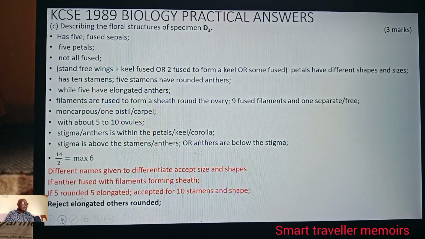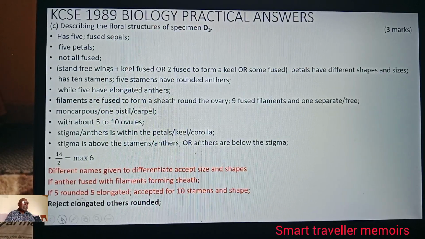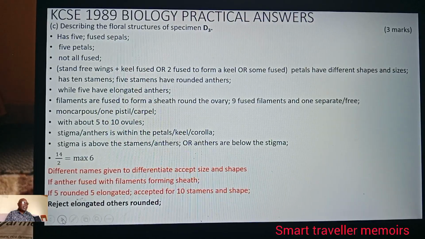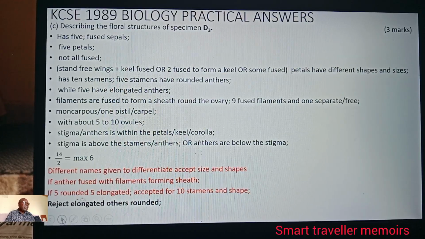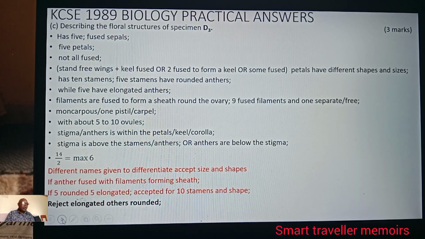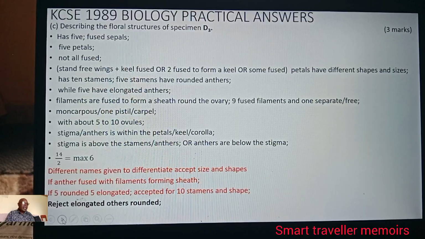You get a mark. Has 10 stamens. 5 stamens have rounded anthers, a tick, while 5 have elongated anthers, a tick. Filaments are fused to form a sheath round the ovary, a tick. 9 fused filaments and 1 separate free, a tick. Monocarpous, 1 pistil or 1 carpel, a tick, with about 5 to 10 ovules, a tick.